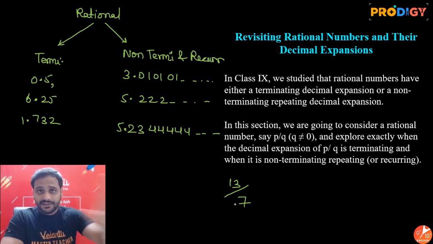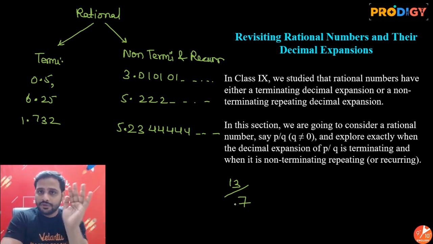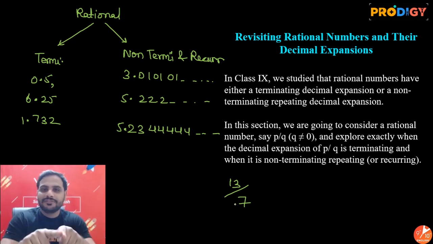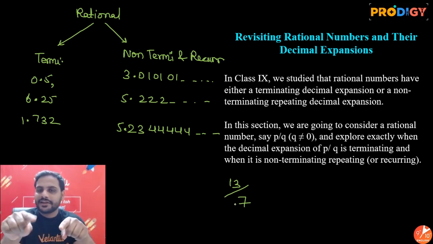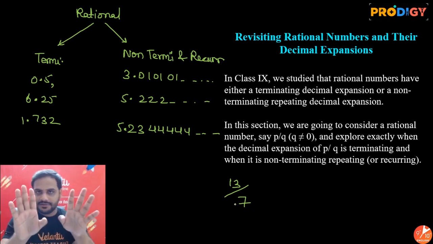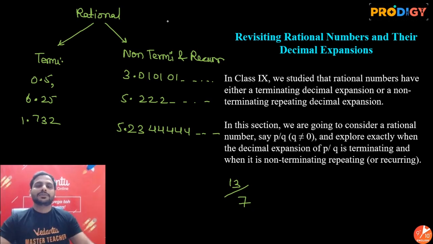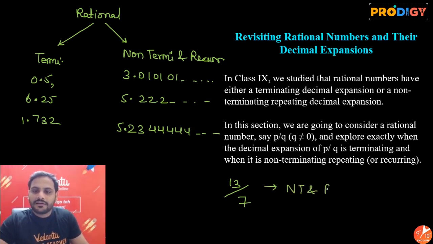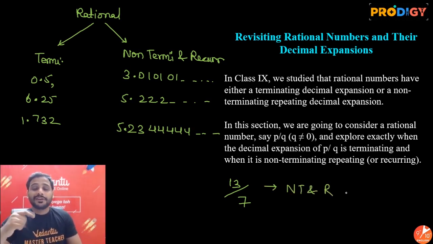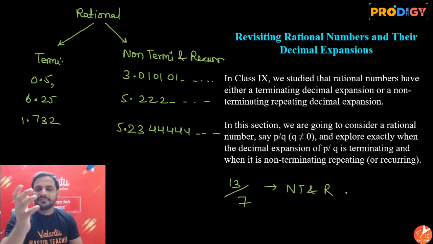How will we know it? Understand one more thing very clearly. Non-terminating and non-recurring is not an option because that is only for irrational numbers, and if I can write it in p by q form, it is a rational number. So I'll tell you the answer for this will be non-terminating and recurring. Now it is not magic, you can also understand there is a simple logic.